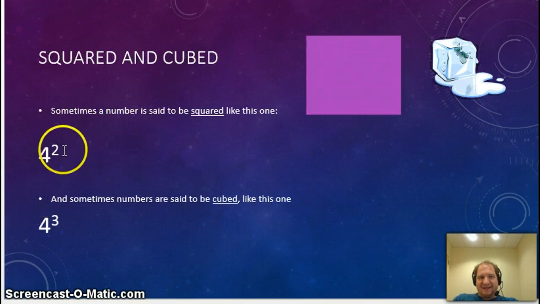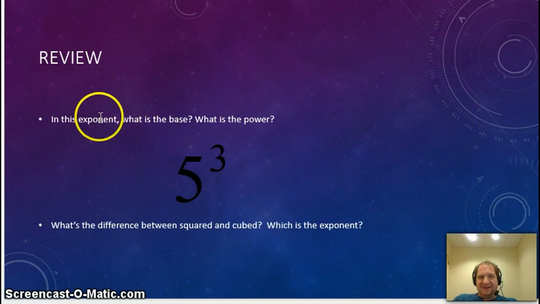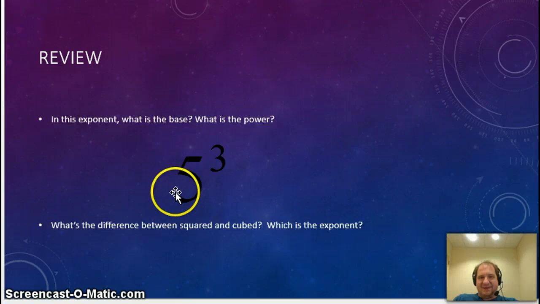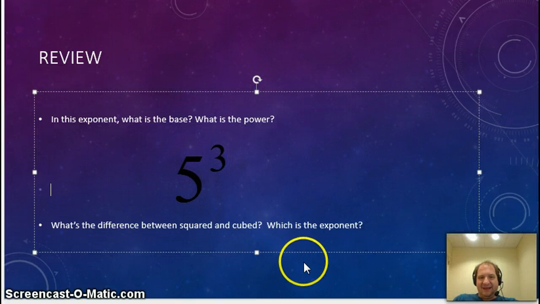Sometimes we say the number squared if it's got a little 2. If it's got a 3, it's cubed. So here we have an exponent. The base is the big 5, and that little 3. This would be a cubed one.